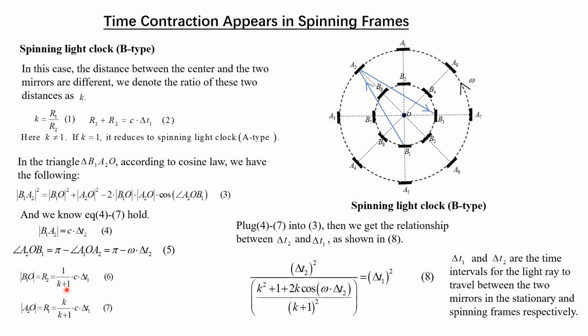We can also calculate R2 and R1 by combining equations 1 and 2, and we have the result here. R2 equals 1 over k plus 1 times C times delta T1, and R1 equals k over k plus 1 times C times delta T1. Then we plug equations 4 to 7 into equation 3, and we have the relationship between delta T2 and delta T1. This relationship is shown in equation 8.